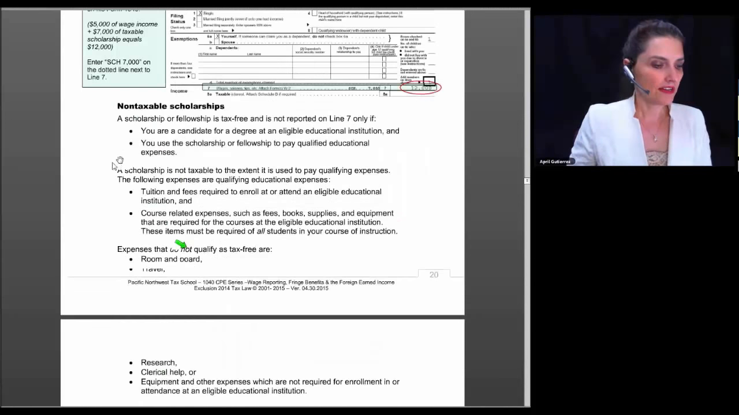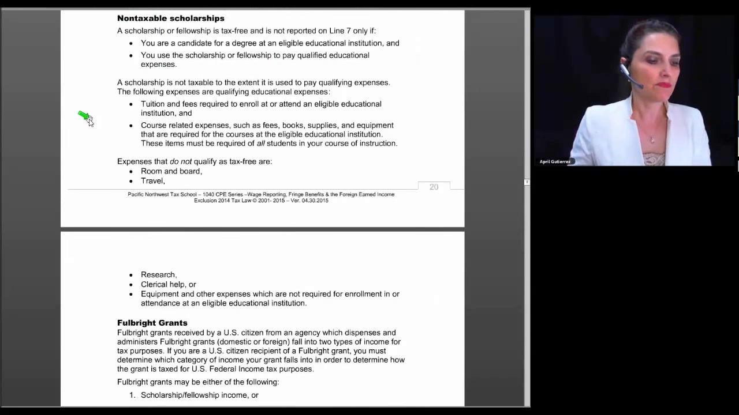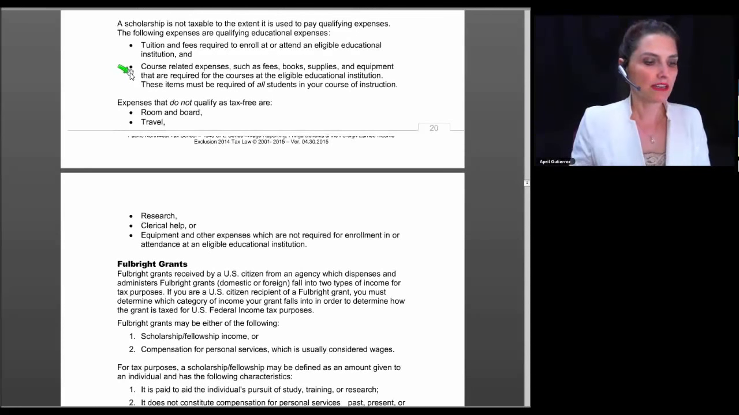Non-taxable scholarships. So when do you not have to report and pay tax on a scholarship? Well, a scholarship is tax-free and is not includable on line 7 only if you are a candidate for a degree at an educational institution and you use the scholarship or fellowship to pay qualified educational expenses. A scholarship is not taxable to the extent that it is used to pay qualifying expenses, and the following expenses are qualifying educational expenses: tuition and fees required to enroll at or attend an eligible educational institution, and course-related expenses such as fees, books, supplies, and equipment that are required for courses at the eligible educational institution.